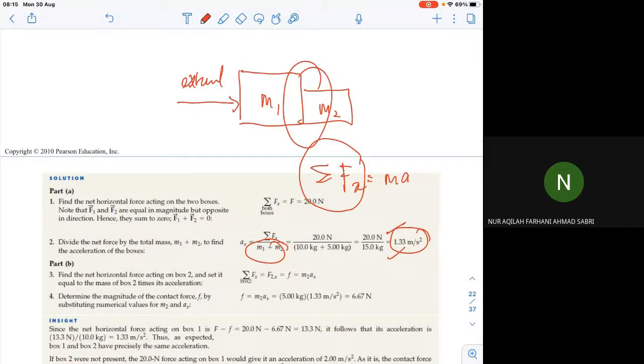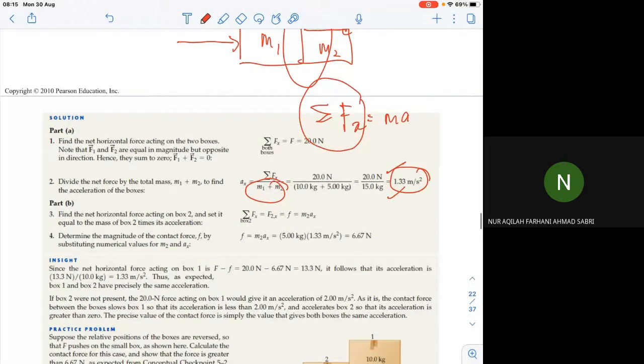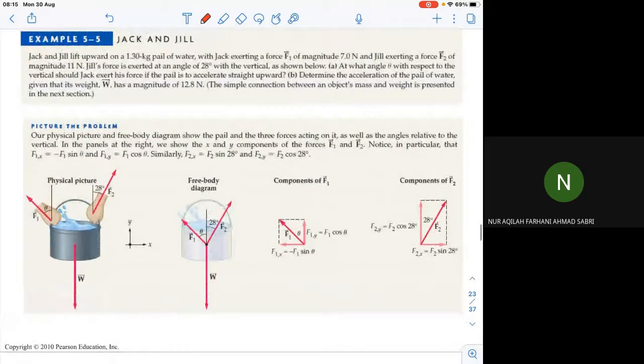So in this case, we can use M2. The acceleration of both boxes is 1.33, and times 5, you get 6.67 Newtons.